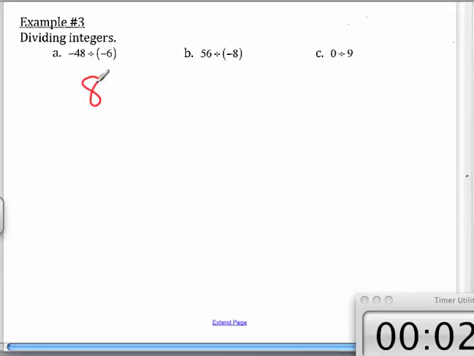B, positive 56 divided by negative 8. Miles. You know what? It is negative 7.